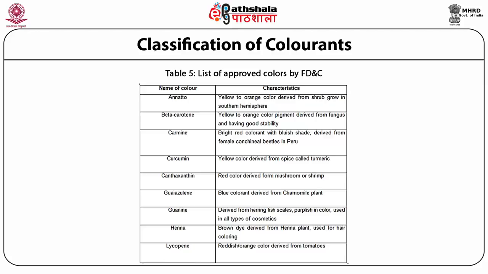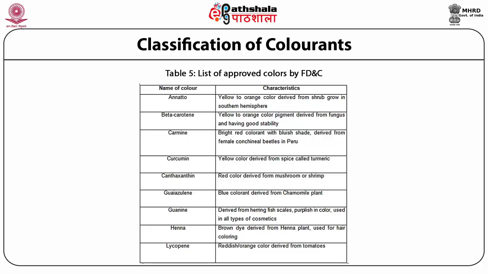Number 3, carmine, which is a bright red colorant with a bluish shade and is derived from female cochineal beetles in Peru. Number 4, curcumin. It is a yellow color derived from the spice called turmeric. Canthaxanthin, the red color derived from mushroom or shrimp. Azulene, which is a blue colorant derived from the chamomile plant.